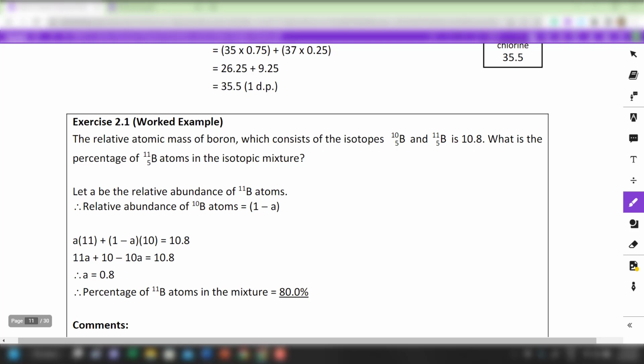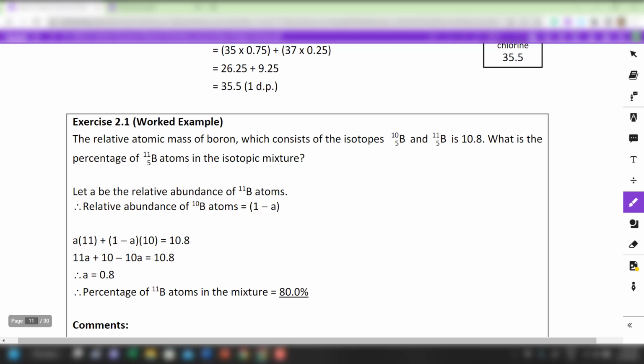Okay, so over here, there are of course several methods you can use. For example, you can let the percentage of boron-10 be A, and then therefore the percentage of boron-11 will be 100% minus A. Okay, you can do that. And of course, for this particular question, they let A be the relative abundance of boron-11. You can do that as well.